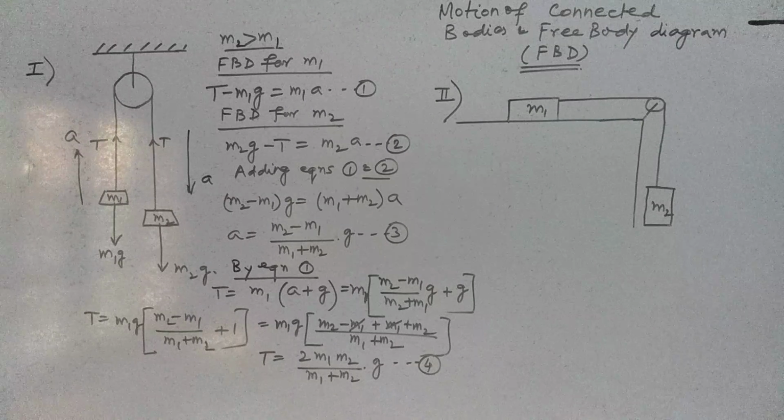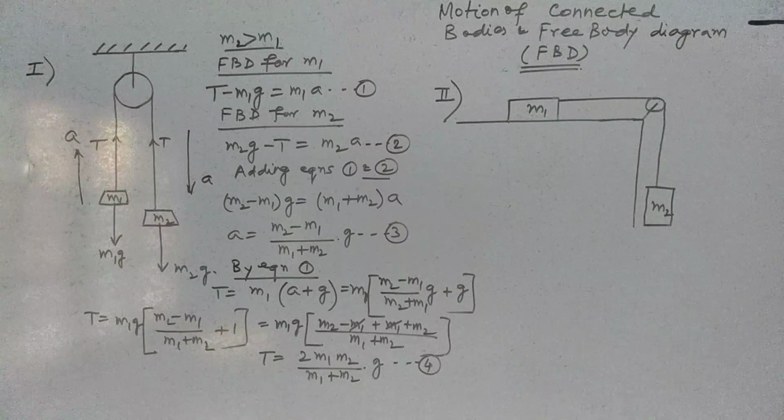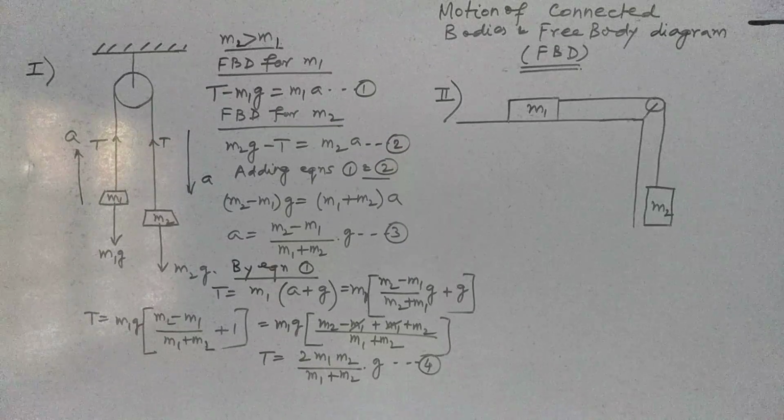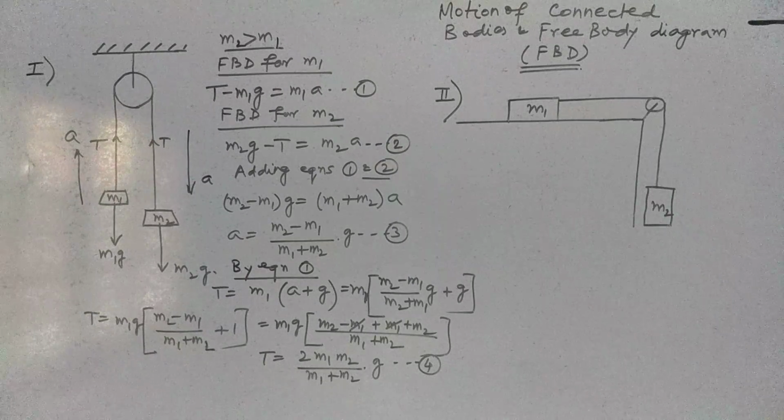Equation number 3 and equation number 4 are giving us the values of the acceleration and tension of this system respectively. Very clear. Very clear it is in this way.